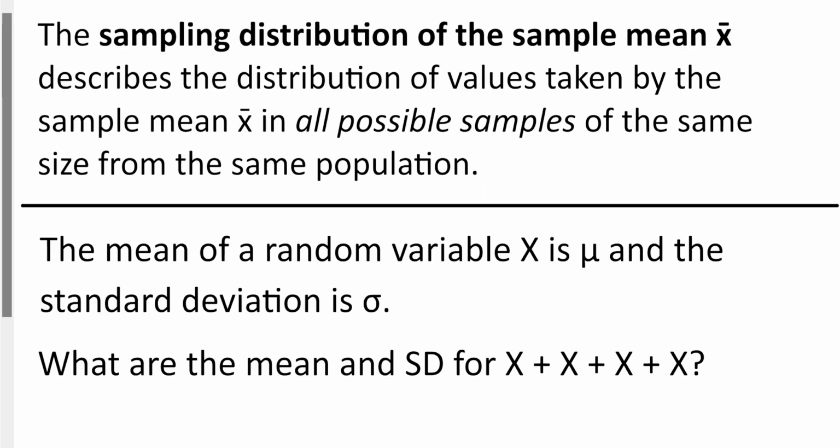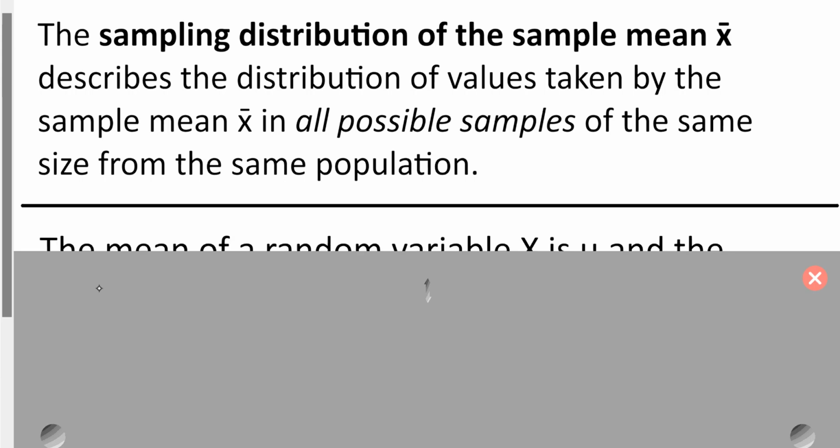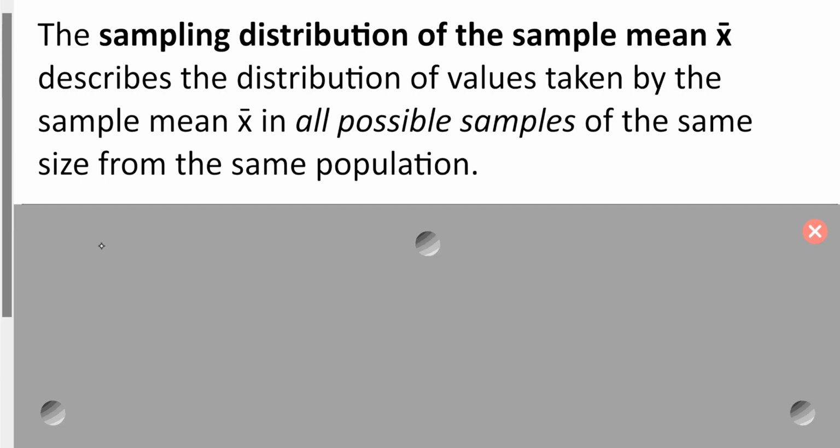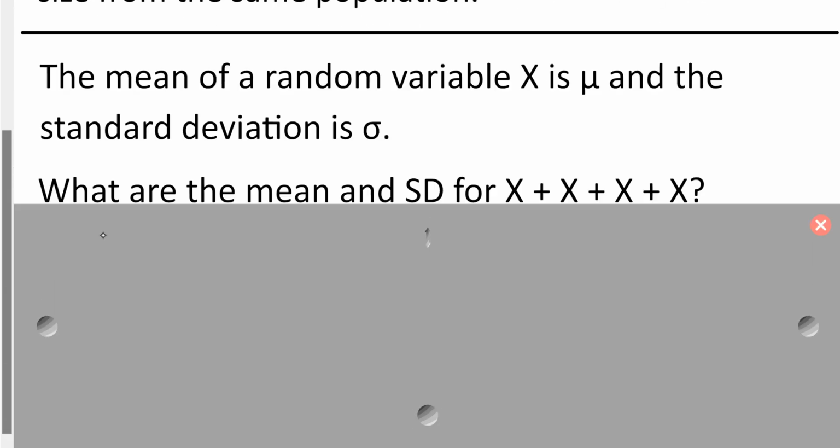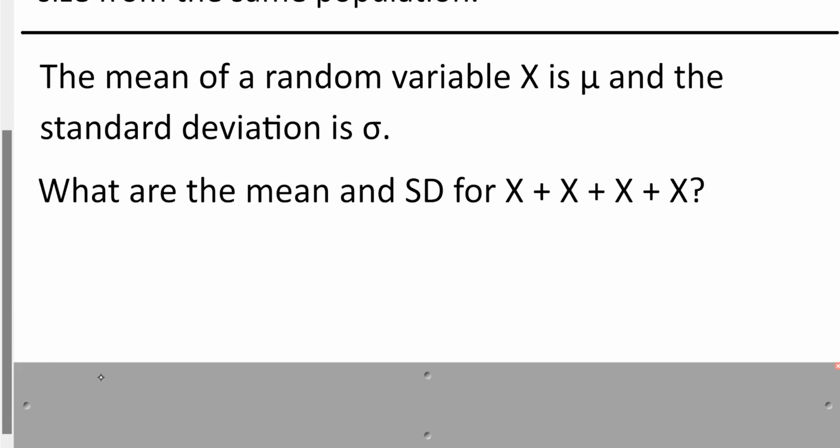All right. Now, the sampling distribution of the sample mean x bar describes the distribution of values taken by the sample mean in all possible samples of the same size from the same population. Okay? So the x bar we're finding for all possible samples of that size. So the mean of the random variable x is mu, and the standard deviation is sigma.